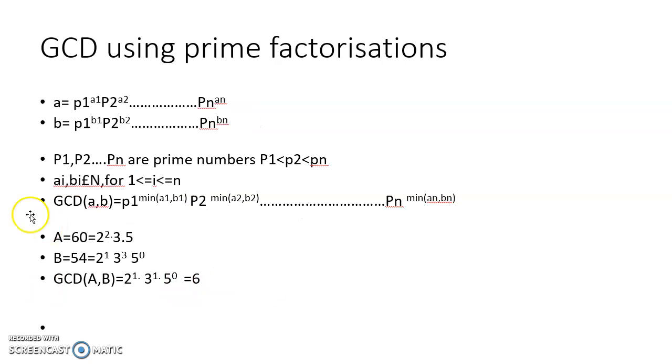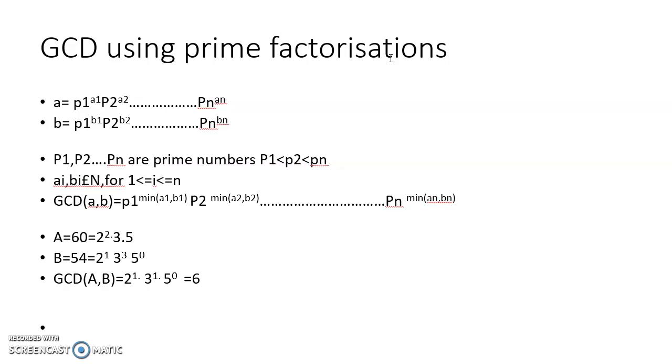Next aim, how to find the GCD using prime factorization. In the same way, we can write the two numbers a and b like this: P1 raised to a1, p2 raised to a2, up to pn raised to an. Similarly, the second number b can be written like this: p1 raised to b1, p2 raised to b2, up to pn raised to bn. p1, p2, etc. are prime numbers and ai, bi are elements of N, natural numbers.